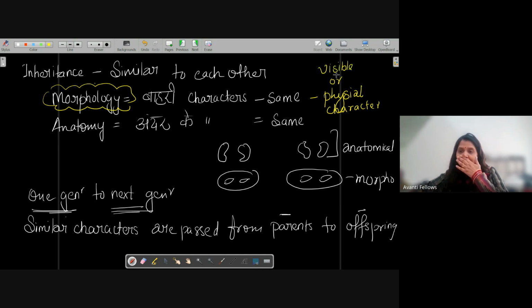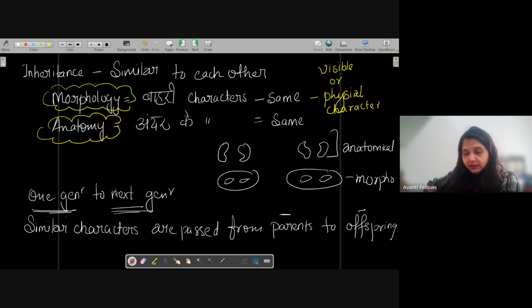Like I can see that Purnam is wearing headphones. This is the visible character, which I can see and say that this is Purnam. And what do you understand by anatomy? Anatomy is the internal features or internal characters. Next, the definition is this: from one generation to the next generation, similar characters are passed from parents to offspring. So inheritance is the process by which similar characters are passed from parents to offspring.